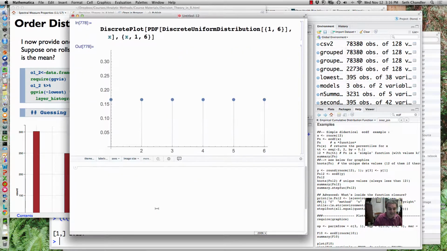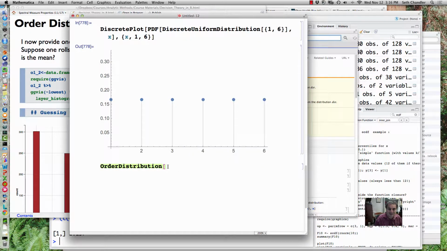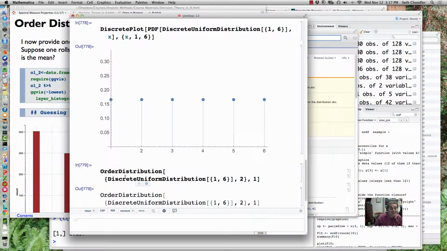So I'm going to say, what is the order distribution? Since I haven't used this in the past week, I'm going to look it up. Dist nk. So I'm going to say of a discrete uniform distribution on the interval 1 to 6, n is the number of rolls, 2. Which outcome am I interested in at the moment? I'm interested in the first worst outcome. If I evaluate that, it just tells me, okay, Chandler, you've got an order distribution on a discrete uniform distribution twice, you want the worst outcome.